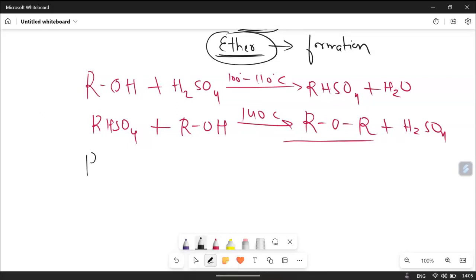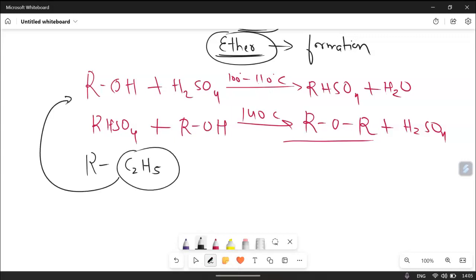You can use R as C2H5 and write down one example related to it.